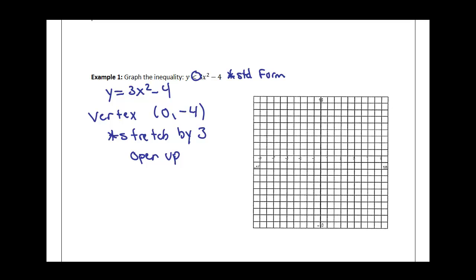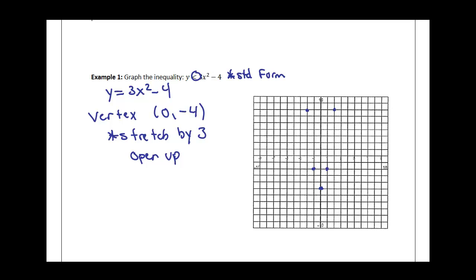So from there, let's go ahead and graph it. We have our vertex at 0, negative 4, so 0, 1, 2, 3, 4 down. Our vertex is right around there. Now usually we would go over 1, up 1, but since we're getting stretched by a factor of 3, we go over 1, up 3 on both sides. And from there we would usually go over 2, up 4, but now we're going to go over 2, up 12, which lands us right about here. So from here, I would go ahead and connect my points to get my parabola.